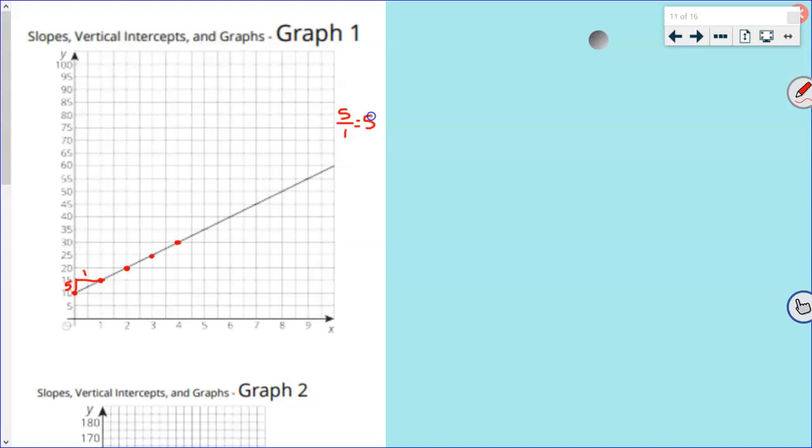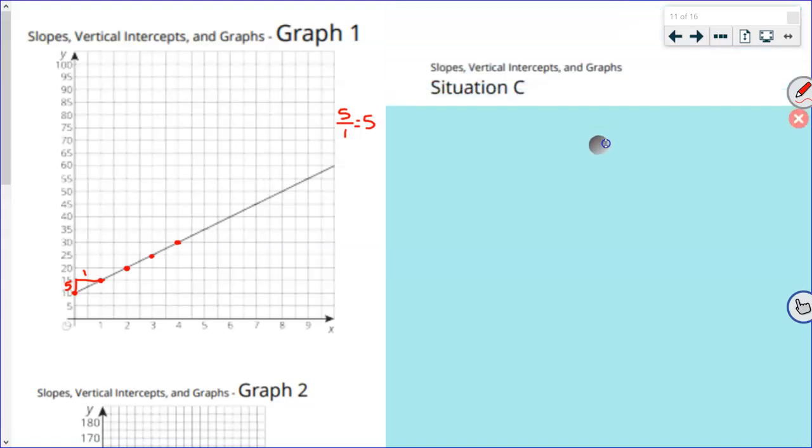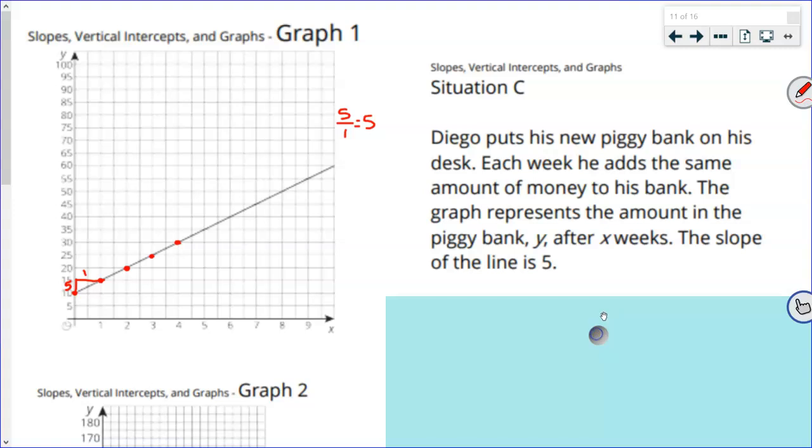Yeah, it should be quite easy. All of my classes have struggled with this way more than they should have. You guys aren't going to struggle, are you? Have you found the one that says the slope is 5? Which one says the slope is 5? Haley? Situation C. Because it literally says exactly what we just did.